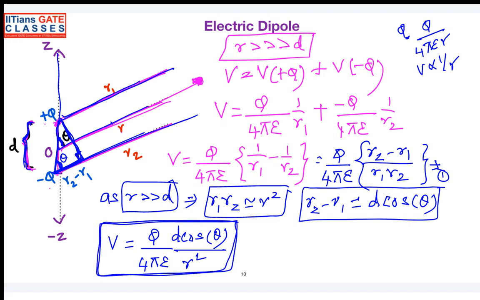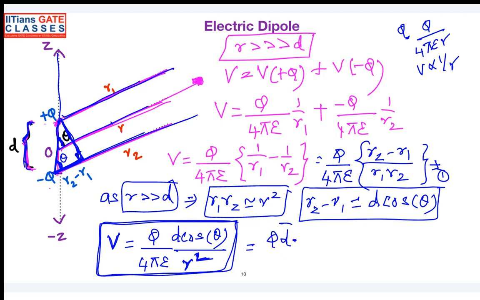Whenever it is a dipole, the potential is directly proportional to 1 by R square. Because there are two charges, the potential is proportional to R power n, where n is equal to 2. So you need to understand the difference. The same thing, Q D cos theta, I was expressing as two vectors, something like this.